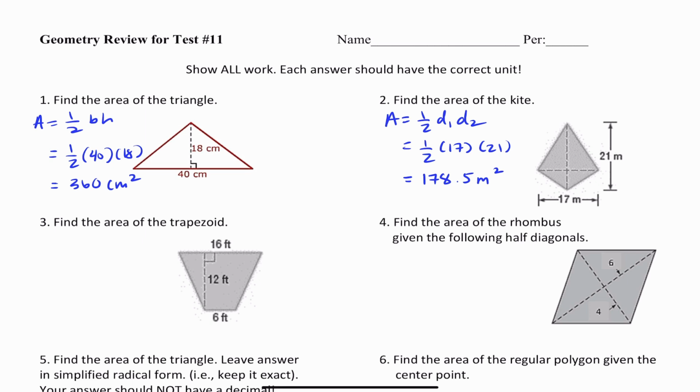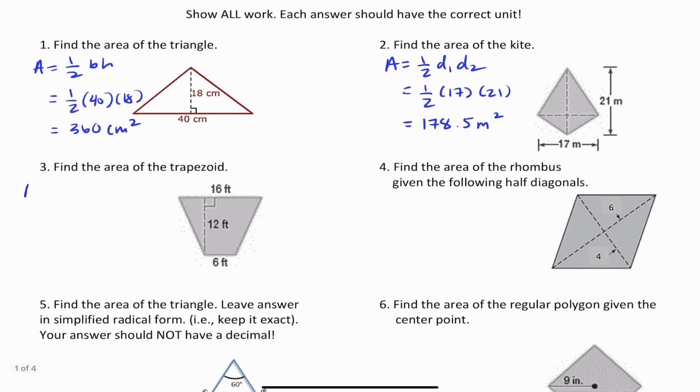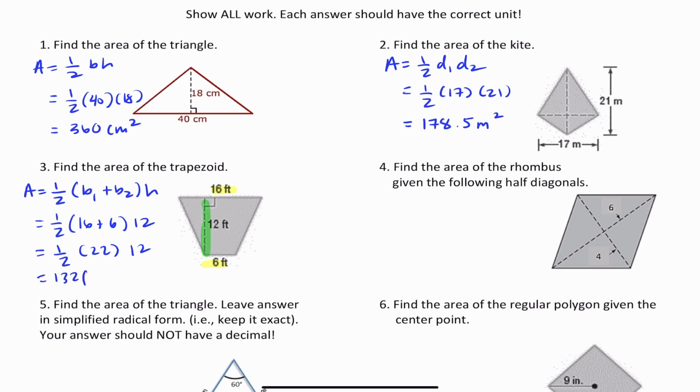Number 3, find the area of the trapezoid. So your formula for this one is A equals 1/2 of the first base plus the second base multiplied by the height. So these are our two bases, and this is our height. So then we're going to go ahead and input 1/2 times the first base is 16 plus the second base is 6 multiplied by the height, which is 12. So then I have 1/2 of 22 times 12. 1/2 of 22 is 11. 11 times 12, that's 132. So 132 square feet.